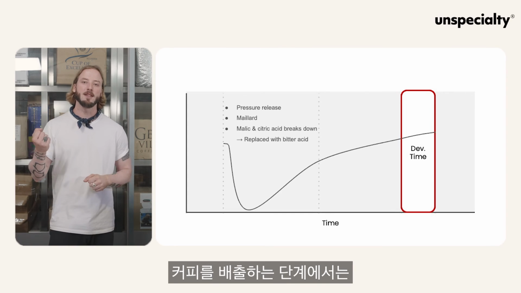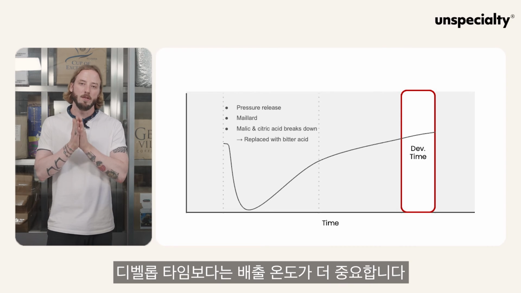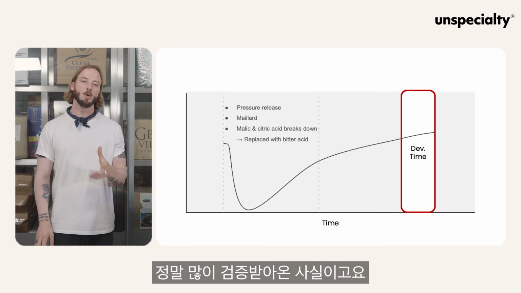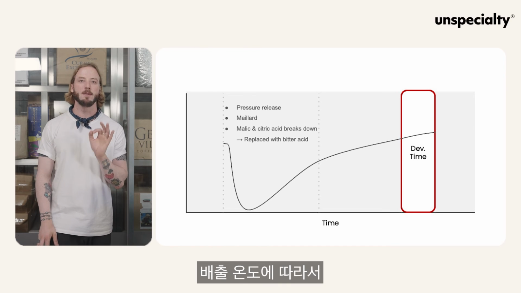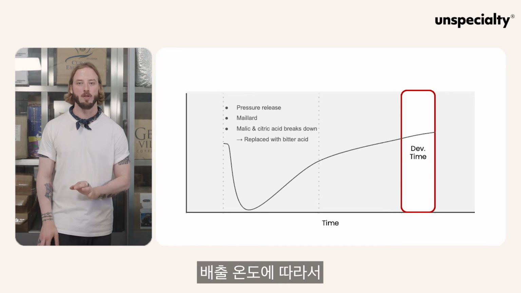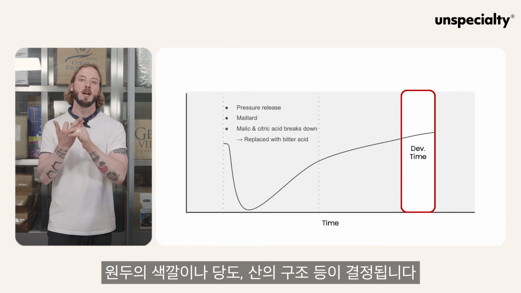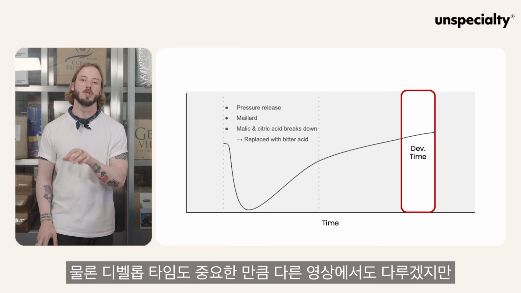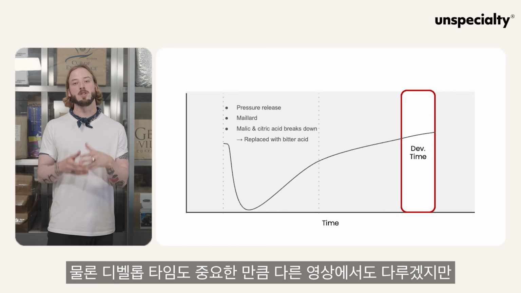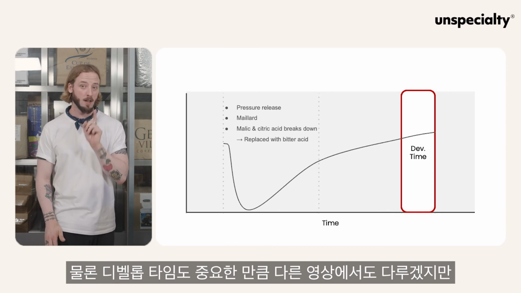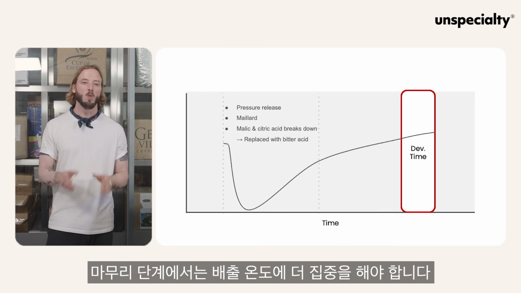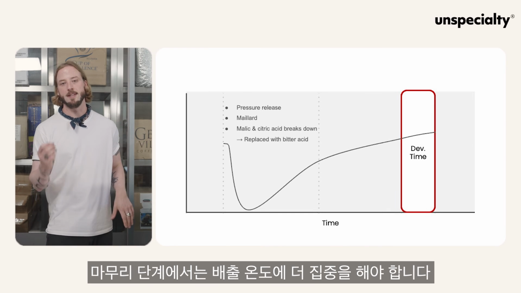Now, when we take out that coffee, we always want to focus more on the end temperature than the development time. It's been proven many times that end temperature is the determining factor for things like color, also for how much sugar you have left, and where the acidic structure is. So even though development time, of course, is important and relevant and will be discussed in later videos, we're always going to be focusing on that end temp.